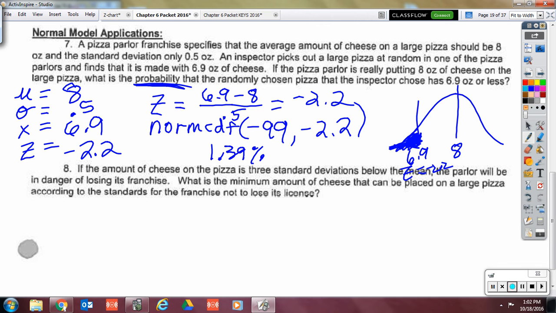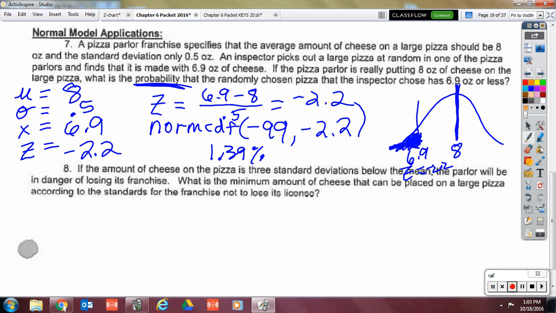There was only a 1.39% chance that we would have gotten that pizza with that little cheese on it if they are really averaging 8 ounces of cheese. That's not very likely. So do you think they're really averaging 8 ounces of cheese? Probably not. That's where we're headed with this next semester. But let's move on to this next one.